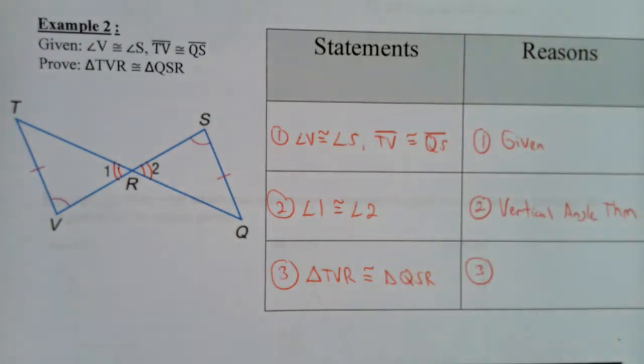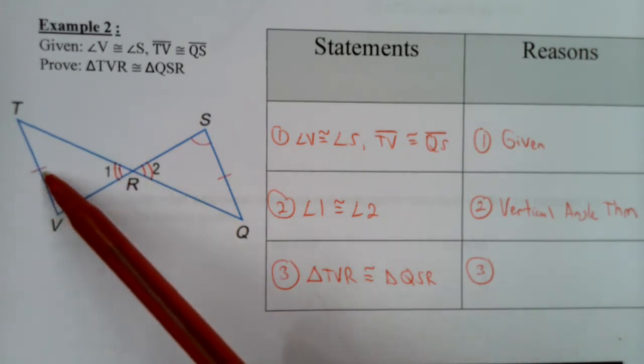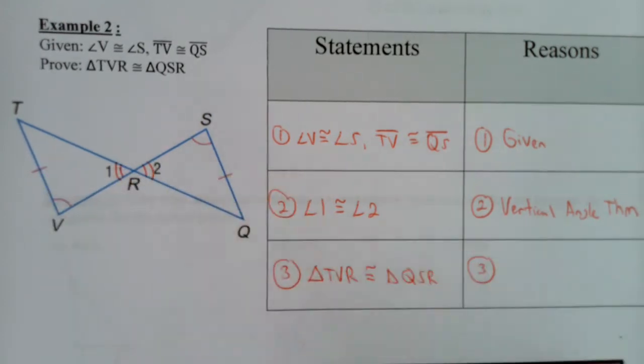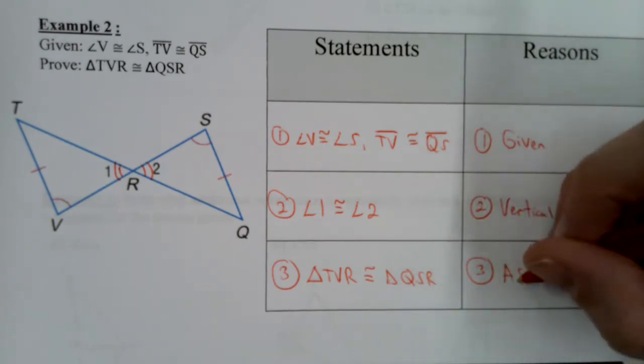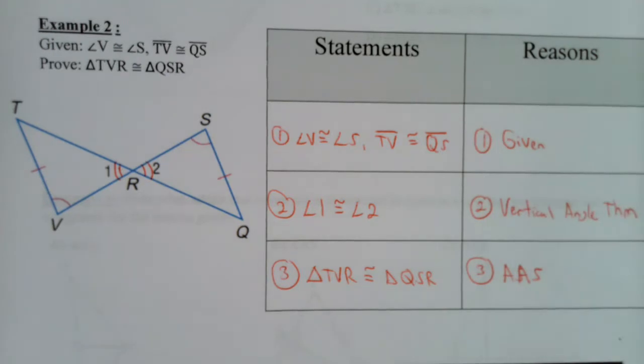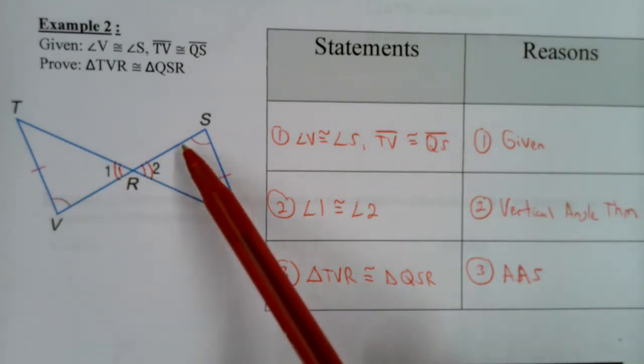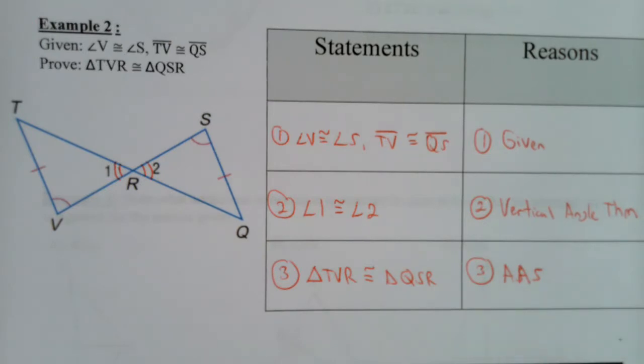And the reason, obviously it's the one right above this, but it goes angle, angle, side, because it's not the included side. If it was the included side, you'd say angle, side, angle. But this one is not the included side, so angle, angle, side.